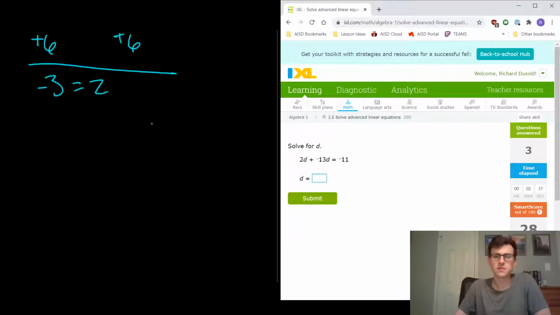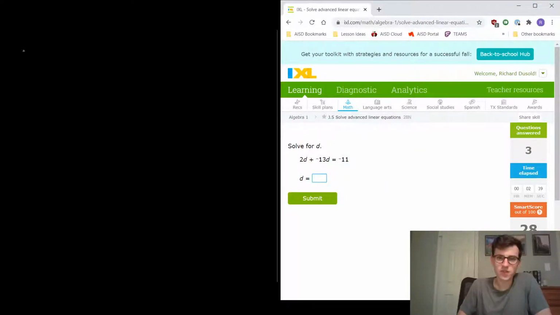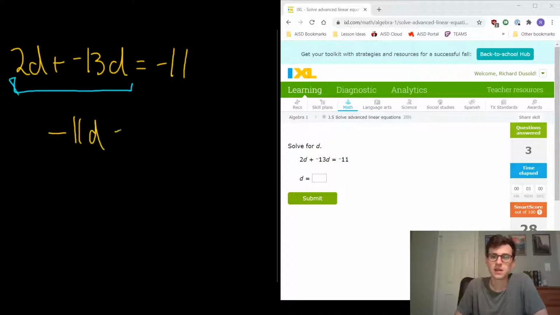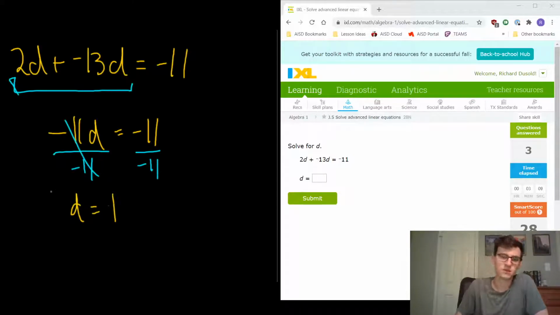And something I forgot to mention, my stipulation that I gave myself for this, because I think I could be doing this a little bit faster, but one of the stipulations I gave myself was that I had to show work no matter what. So I'm not doing anything in my head here. You can see all my steps. 2d plus -13d, got to combine those like terms. That's -11d. Man, I'm trying to get better with the colors. -11d equals -11. Divide both sides by -11. That cancels out. d equals 1. Okay.